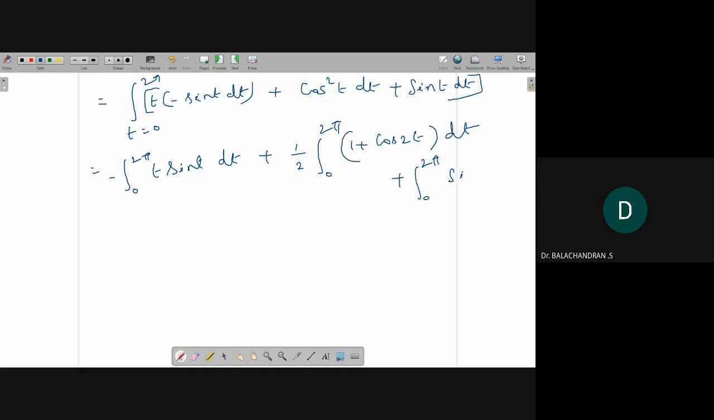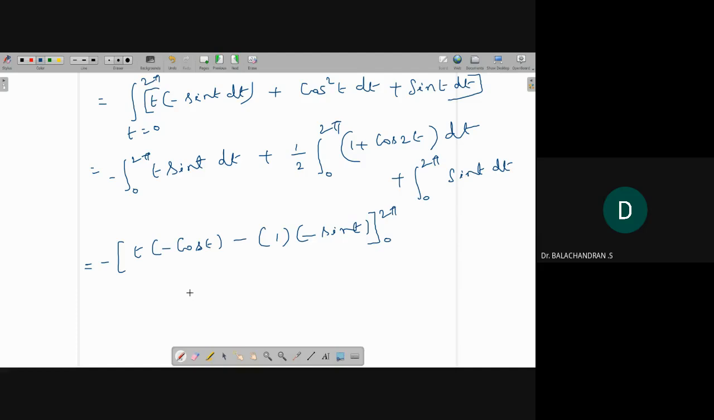Okay. So now here I am going to use Bernoulli's formula. Or you can use integration by parts. Now I am going to use Bernoulli, keeping t here. If you integrate sin t, you will get minus cos t. And then the formula: minus, if you differentiate t, you get 1. If you integrate minus cos t, you get minus sin t. Limit is from 0 to 2 pi.